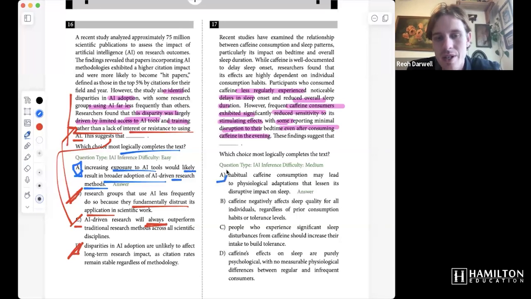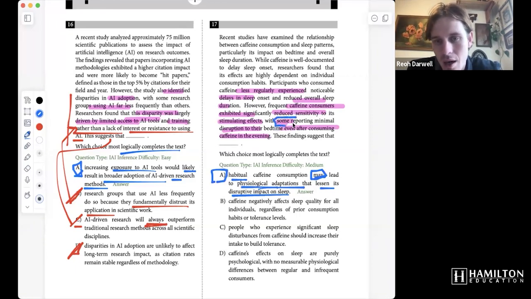So A is correct. There's nothing wrong with A, right? Habitual means daily or more frequent. Again, not a vocab question, but we need to know some vocab. Common or frequent caffeine consumption may lead to physiological adaptations that lessen its disruptive impact on sleep, right? I love this here, may lead.